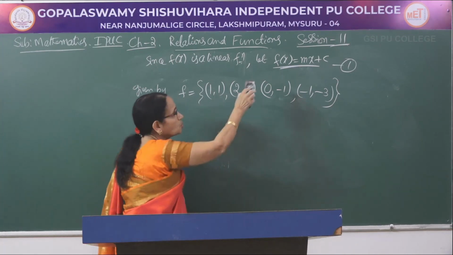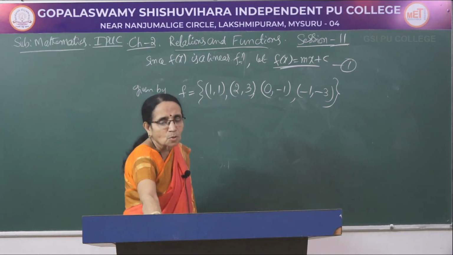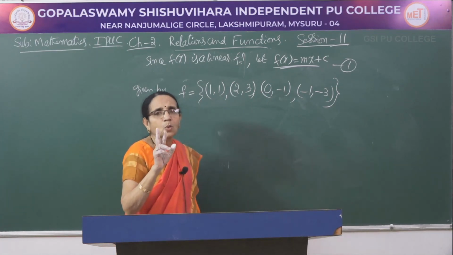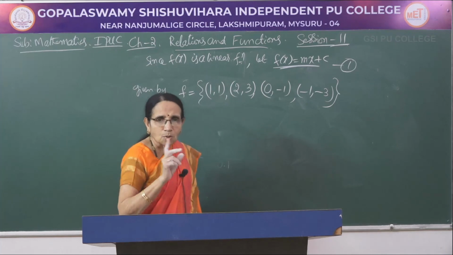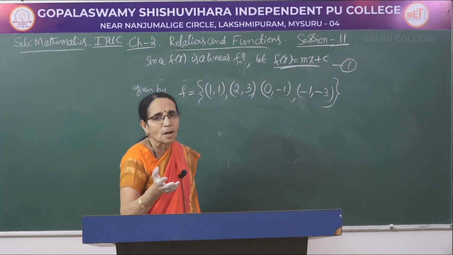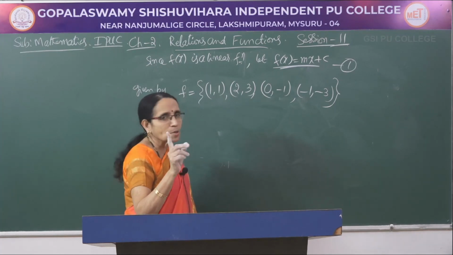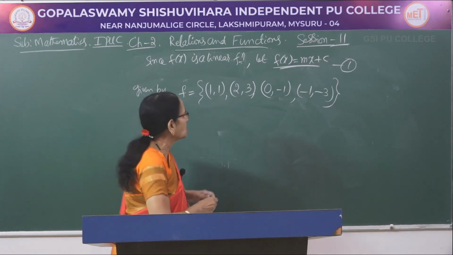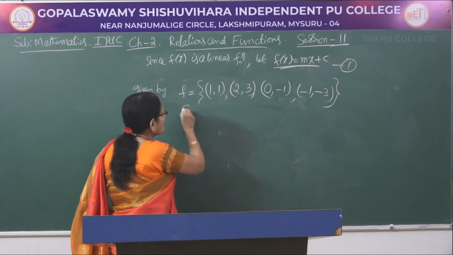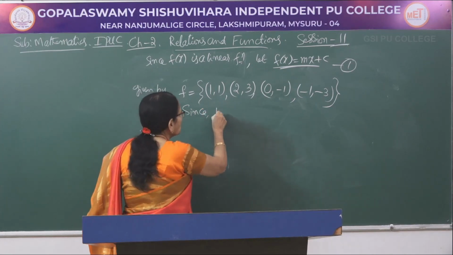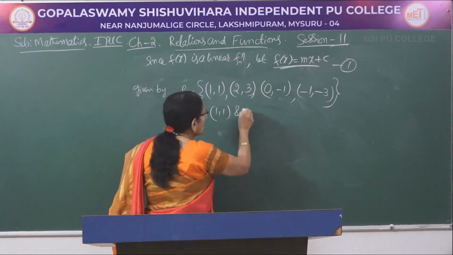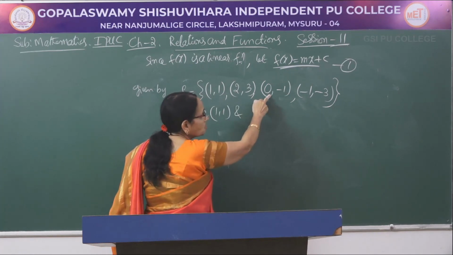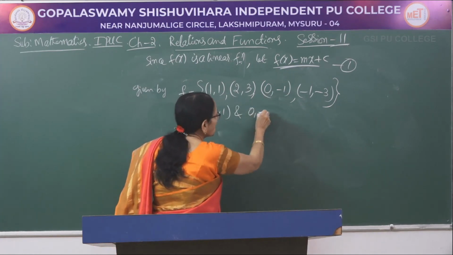So, there are 2 unknown quantities, m and c. To solve them, you have to develop 2 linear equations. When you solve the linear simultaneous equations, you can get the values. First, let me consider, since 1 comma 1, I can take anything. I am taking this because 0 is there, it is easier.